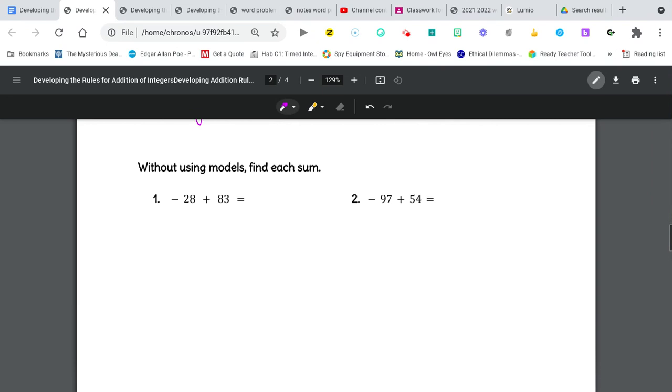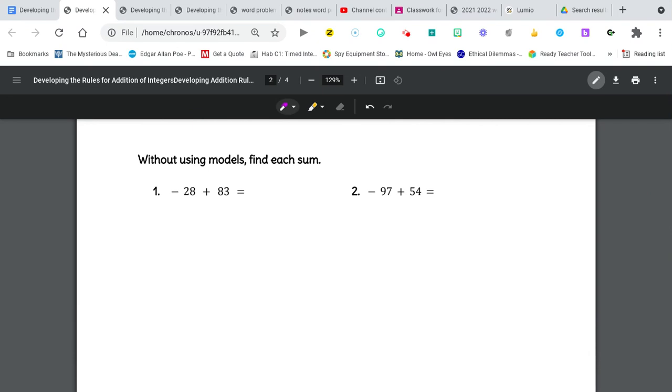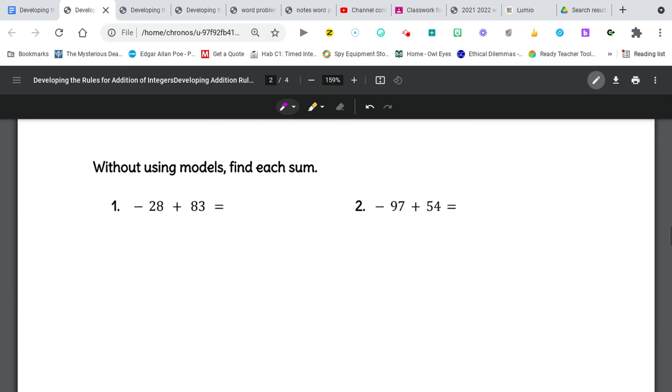And so let's take a look at the next 5. It says, without using models, find each sum. So I know that I have negatives and positives, or you can say this is to the left and plus a positive is to the right. Well, I know those are different. So when they're different, we should subtract, okay? So when you subtract, you put the larger group first.